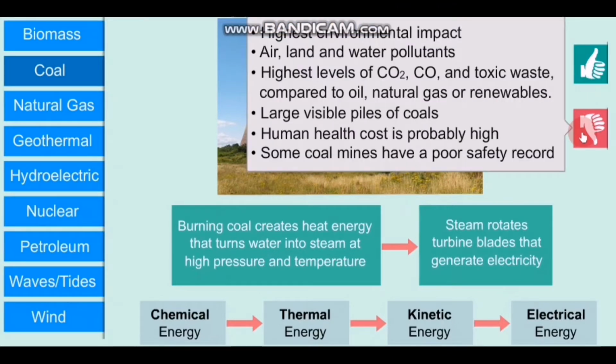While the disadvantages are that it has the highest environmental impact and causes air, land, and water pollution. It emits the highest level of carbon dioxide, carbon monoxide, and toxic waste compared to natural gas or renewable energy. It requires a large visible pile of coal. It affects human health. And also, some coal mines have a very poor safety record.